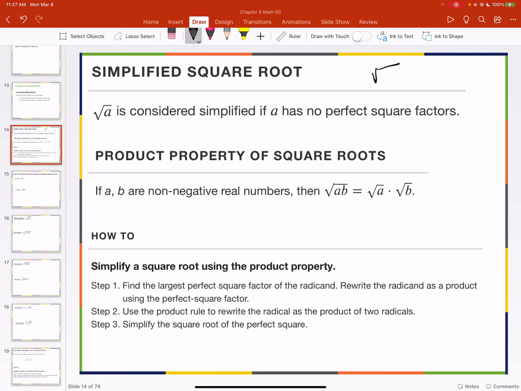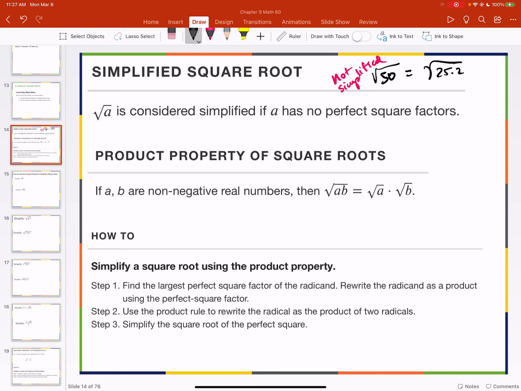square root of 50. Well, 50 is the product of 25 times 2, and 25 is a perfect square. So square root of 50 is not simplified. We have to simplify it.